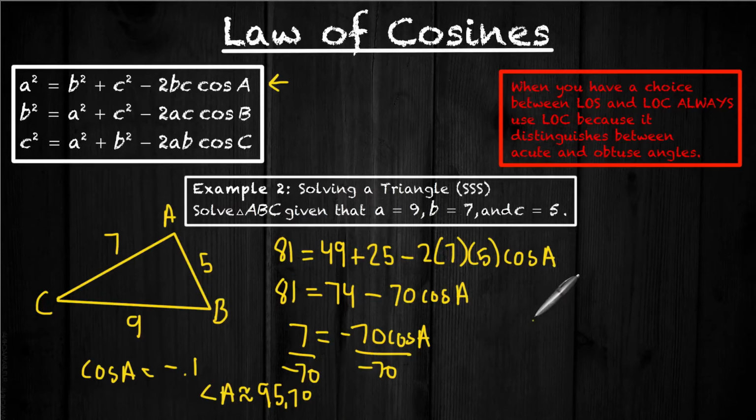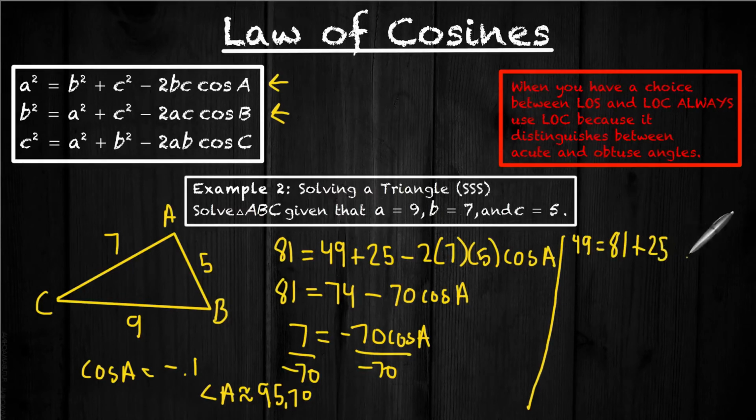And so now we're going to do the same exercise with angle B. And so for angle B, we'll use the second formula as well. We'll just draw a little line here to separate our work. So angle B, we'll say B squared, which is 49, equals A squared, which is 81, plus C squared, which is 25, minus 2AC. A is 9, C is 5, cosine of B. Running out of a little space here.